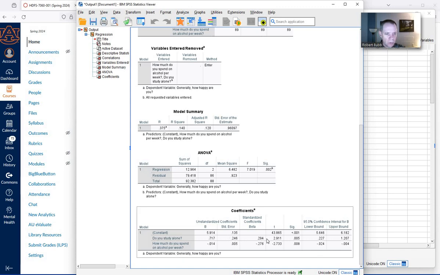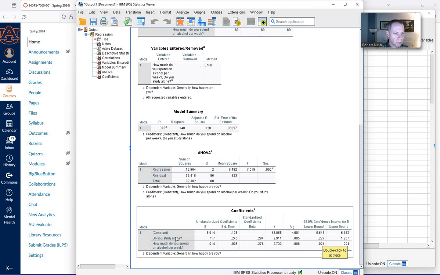If we go to the t-statistic, we get a t-statistic of 2.91. The p-value, or the significance value in this case, is 0.005. Again, less than an alpha of 0.05, so we would say it looks like whether you study alone or not is a significant predictor of one's happiness. We'll interpret that in a minute. And then you're going to see our confidence interval over here as well, and it ranges from 0.227 to 1.207. We'll interpret that one here as well.